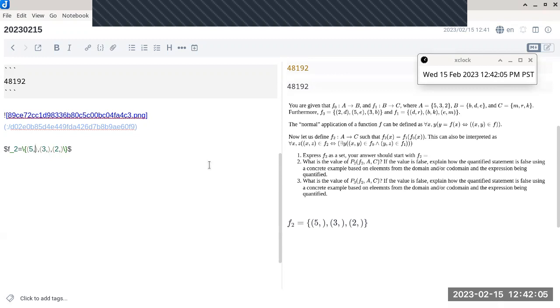So that means 5 maps to M. And then we have the 3 here. 3 maps to B. B in return maps to K, so 3 maps to K as far as F2 is concerned. And in this case, 2 maps to D, and then D maps to R. So this would be F2.